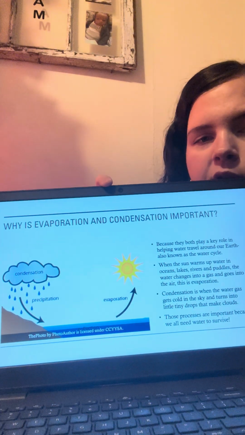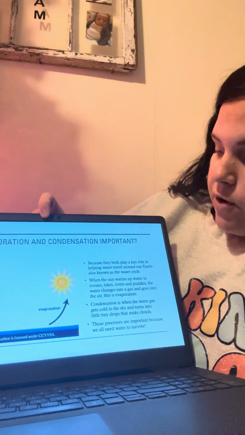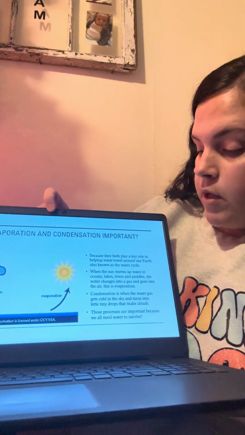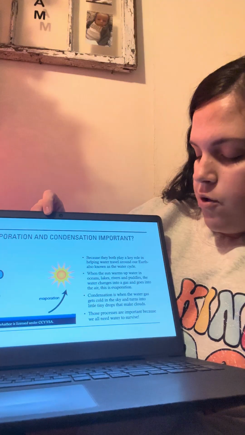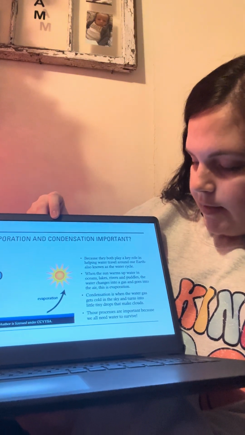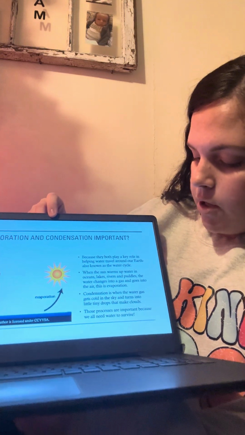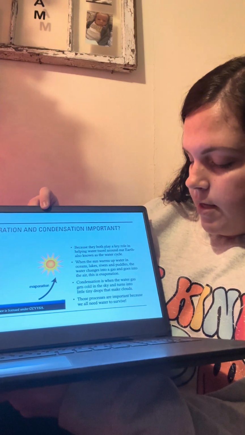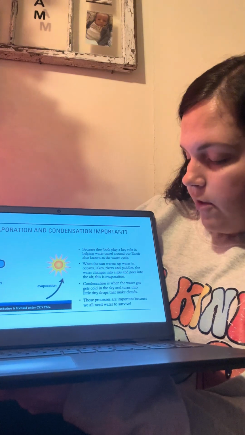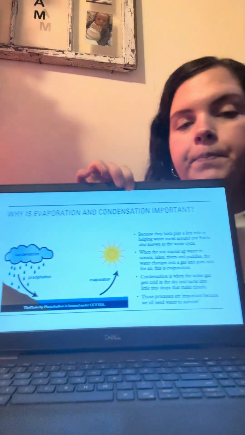So why are evaporation and condensation so important? Because they both play a key role in helping water travel around our Earth, also known as the water cycle. When the sun warms up water in oceans, lakes, rivers, and puddles, the water changes into a gas and goes into the air. This is evaporation. Condensation is when the water gas gets cold in the sky and turns into little tiny drops that make clouds. Those processes are important because we all need water to survive.